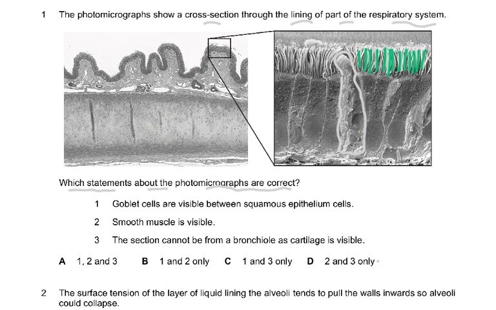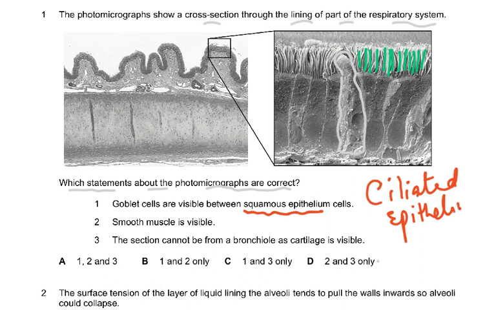Now, here was the thing that you were going to miss out, which nearly every student missed out. Goblet cells were visible, yes, but what is this? Squamous epithelium is only present in the alveoli. Squamous epithelium is not present here. Here we have ciliated epithelium. You must know the differences between the ciliated epithelium.